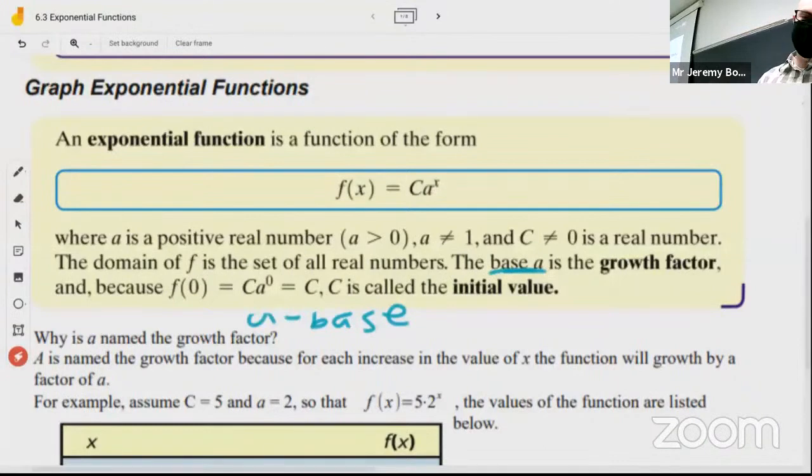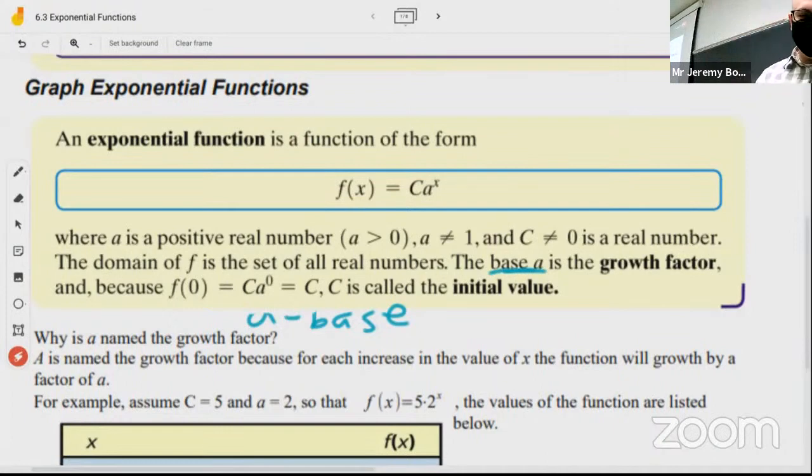But the reason that we call this the initial value is that exponential functions are used a lot in modeling things. And when you model stuff, usually you don't start at a negative time, right? You start at time 0. And so your initial value is what c is. Any questions on that?